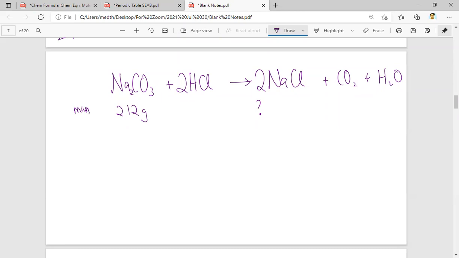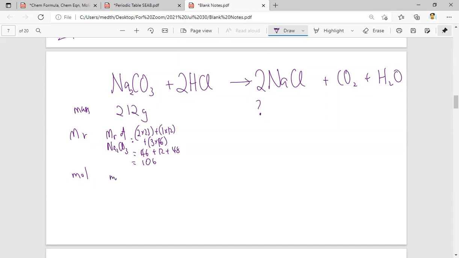So create your table: mass in the first row, second row is MR, third row is mole. Okay, so I've got the mass of sodium carbonate already. Next, let's find the MR of sodium carbonate. 2 times 23 plus 1 times 12 plus 3 times 16. Okay, so you're going to get 46 plus 12 plus 48. You're going to get 106. Okay, that's the MR of sodium carbonate.